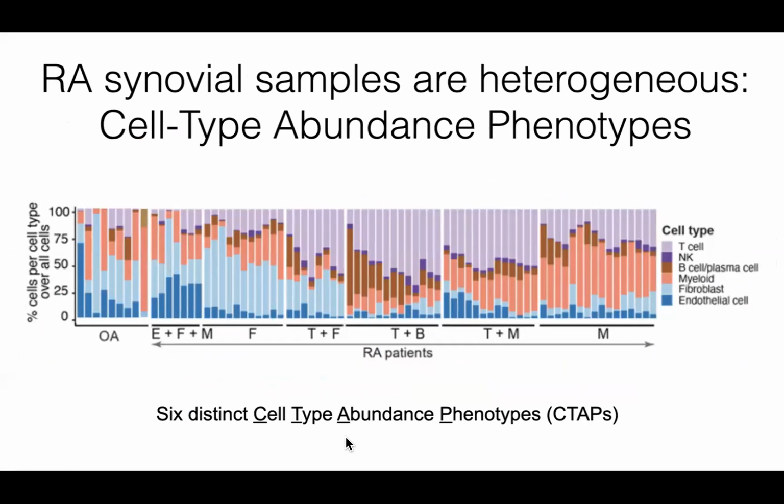One of the things we saw immediately is that on the left, you see there's osteoarthritis. On the right, you see our RA patients. You see this tremendous heterogeneity. There are some patients that have a lot of T cells in the purple, some patients that have a lot of endothelial cells in the blue, some patients that have a lot of fibroblasts. So the major cell types are different from patient to patient, and we can categorize them, and we've categorized them here and named those categories as F or EFM or T plus B and so on.